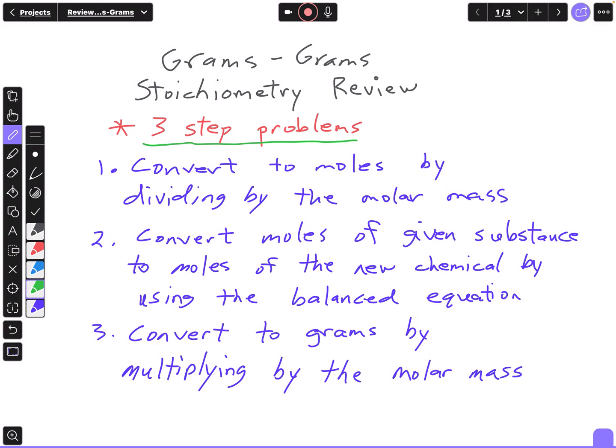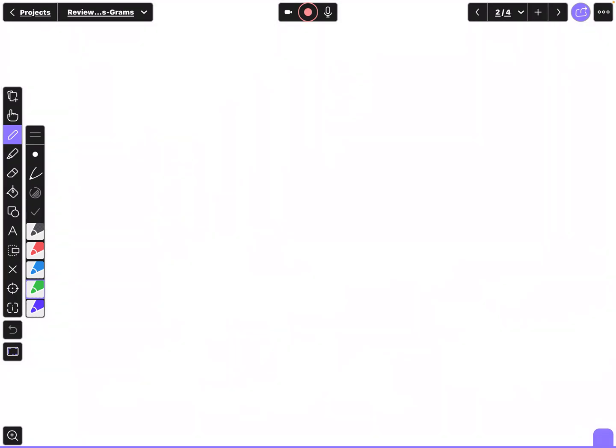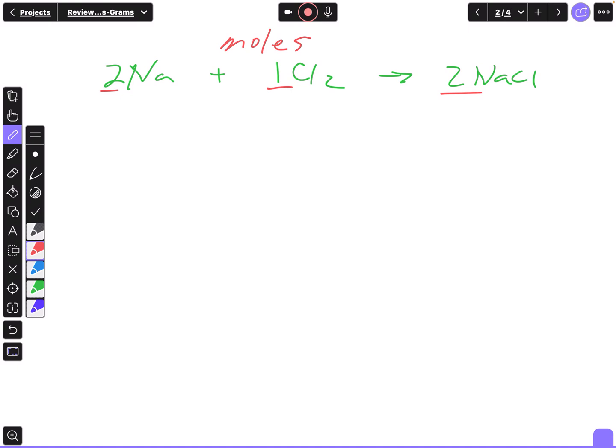They always involve three steps. And the reason for that is if we just look at a basic equation for salt, this equation tells me that every time 2 moles of Na reacts with 1 mole of chlorine gas, you get 2 moles of NaCl. Those are amounts, but they are in moles. So I can only go from one substance to a completely different substance by using moles and using my coefficients to help me do that.